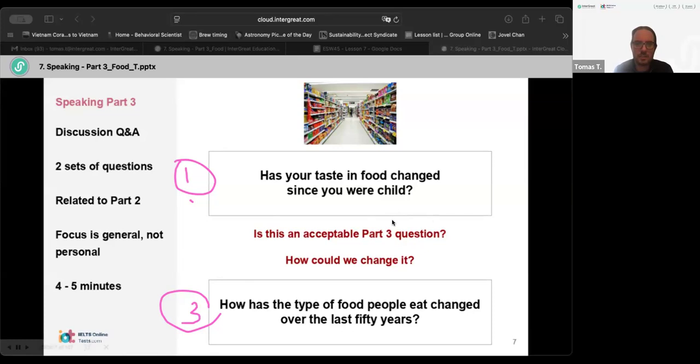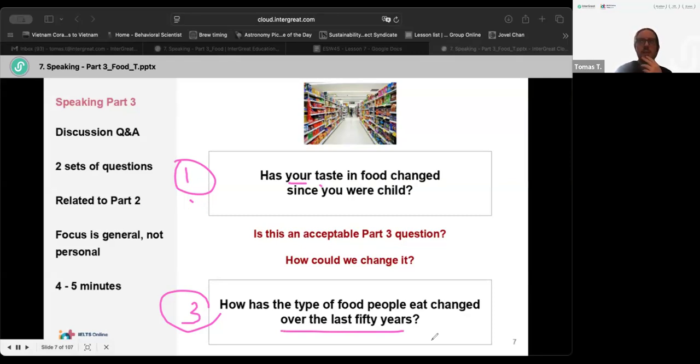Not the same question. Okay, so notice why it's not the same question. Here in part 3, there is no Auntie Hua or Uncle Tung. It's not about them, but it's about everybody. Let me think about Vietnamese people in general. Vietnamese people in general, 50 years ago, what food did they have access to?